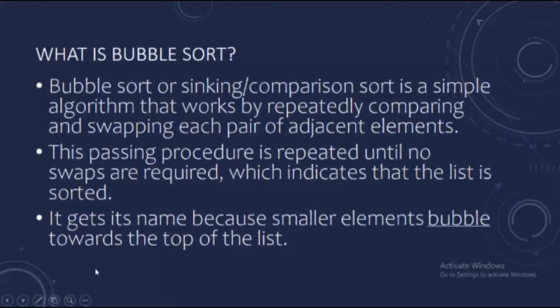Now what is bubble sort? Bubble sort is an algorithm which compares adjacent elements of an array and swaps them repeatedly till the entire list is sorted. This passing procedure is repeated until no swaps are required, which indicates that the list is sorted. It gets its name because smaller elements bubble towards the top of the list.